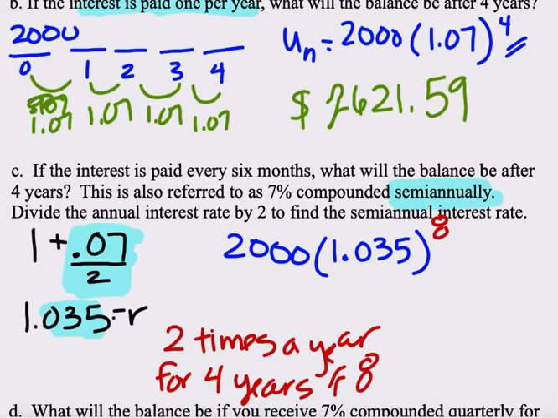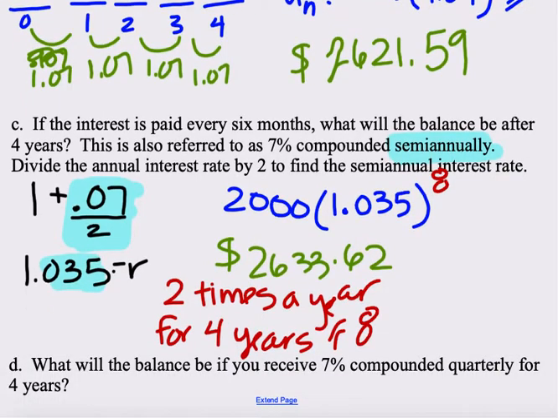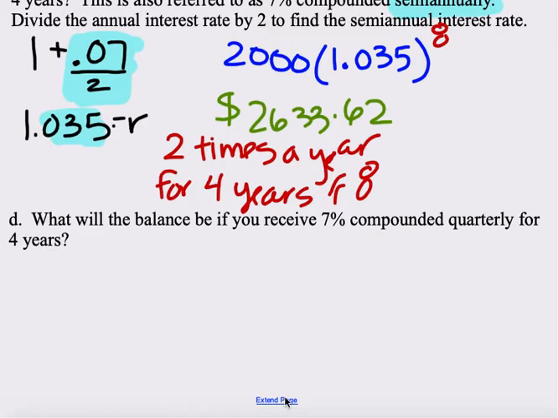And that lands us at $2,633.62. Pretty close. Not a big difference, but a little one. That compounding semi-annually lands you with a little bit more money. All right? What will the balance be if it's 7% annual interest compounded quarterly for 4 years?